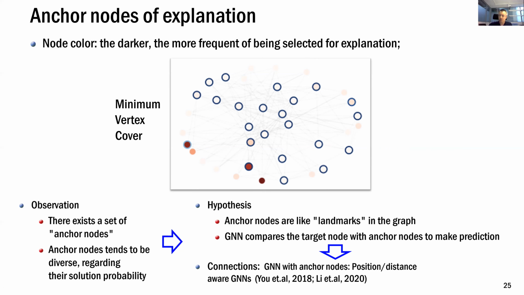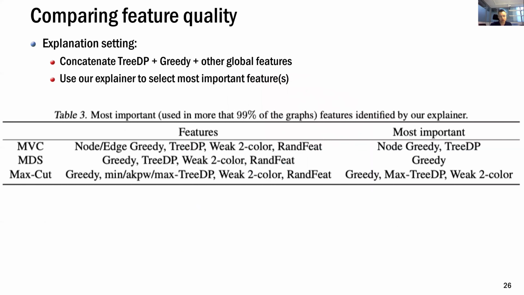Here we can also explain which of these augmented features are important. For instance, whether the solutions from the spanning tree are important or the greedy solution is important. Using this explainer model, you can also identify, for a particular type of problem, what kind of augmented feature is more important than the others.